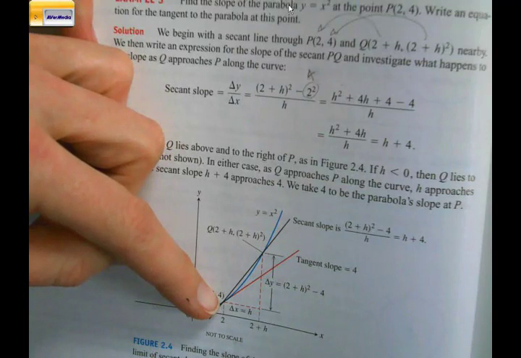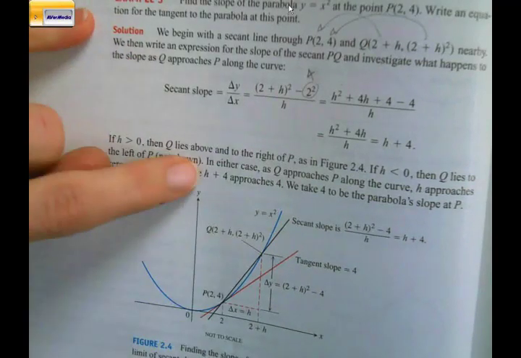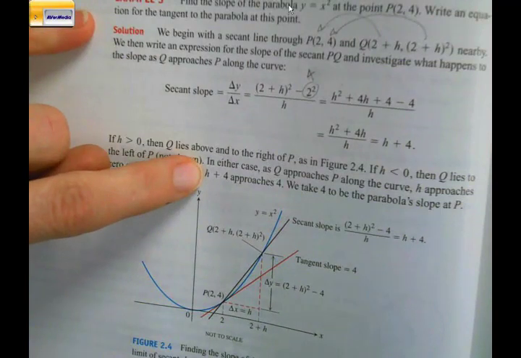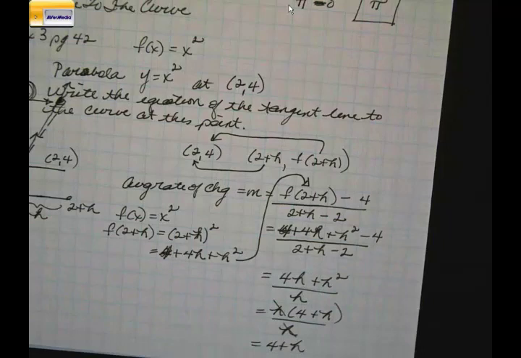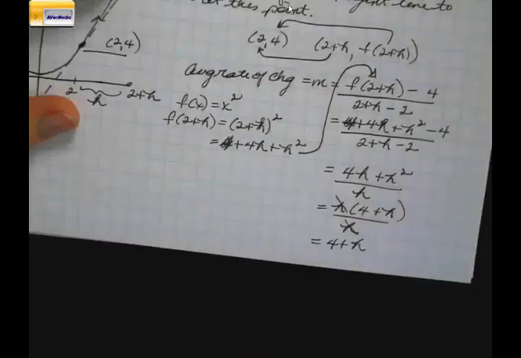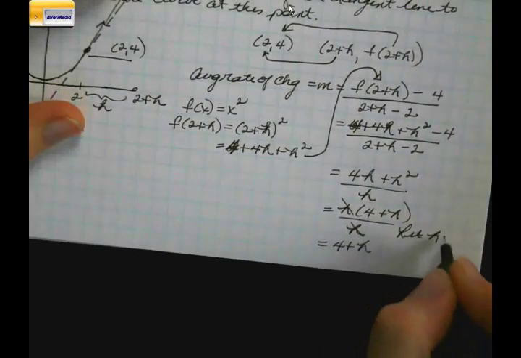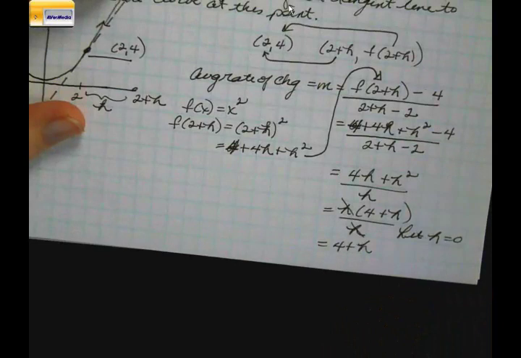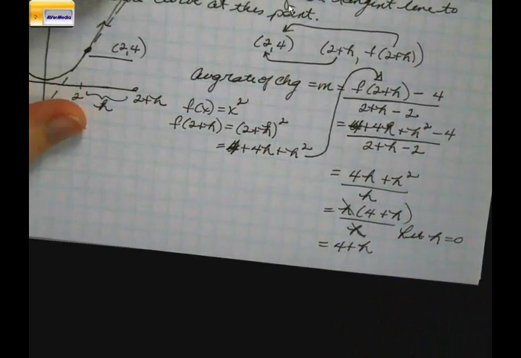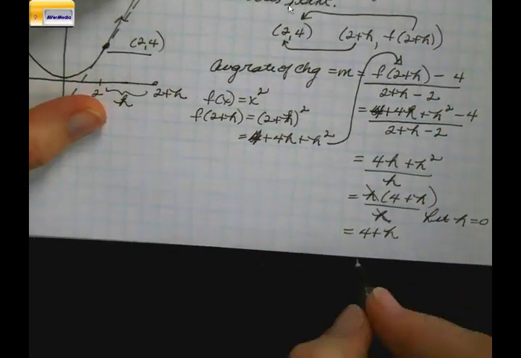Because when the distance between the 2 points becomes 0, h becomes 0, and then the h plus 4 becomes 4. So we take 4 to be the parabola's slope at point P. In other words, we take 4 to be the slope of the tangent line at the point P. This is going to move into limits quite seriously. So if you can get the understanding of this concept, you'll do a lot better through this whole chapter.